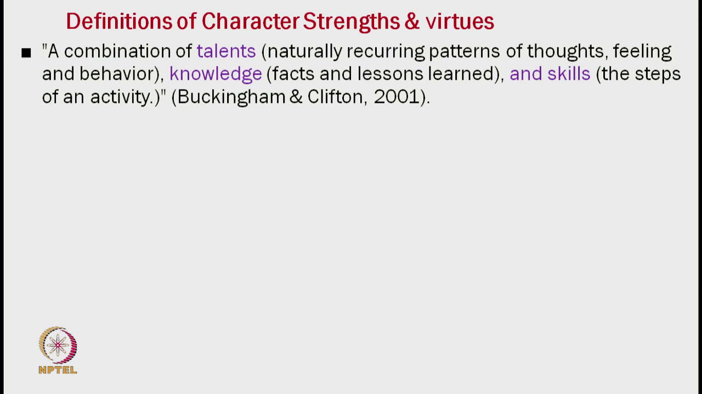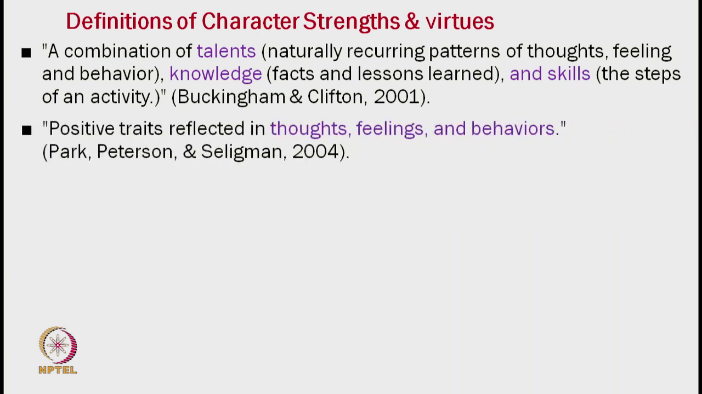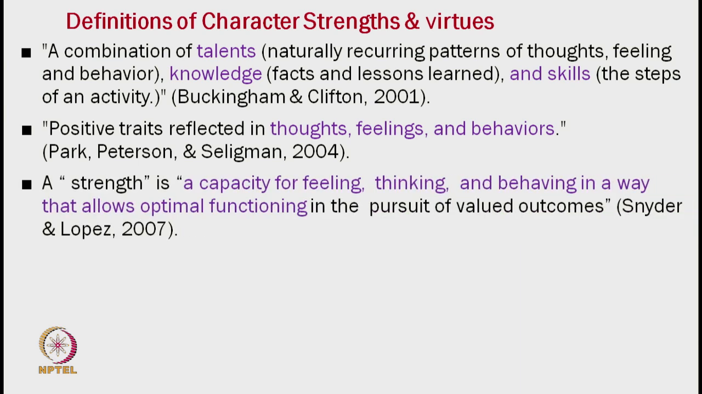There are various definitions. One of them is a combination of talents, naturally recurring patterns of thoughts, feelings and behavior, knowledge, facts and lessons learned, and skills, the steps of an activity. So, this definition is combining three main areas: talents, knowledge and skills to define character strengths. Next definition says positive traits reflected in thoughts, feelings and behaviors. So, these are the traits which are positive and facilitate our positive-direction thoughts, feelings and behavior, and that is why we count it in a progressive manner.